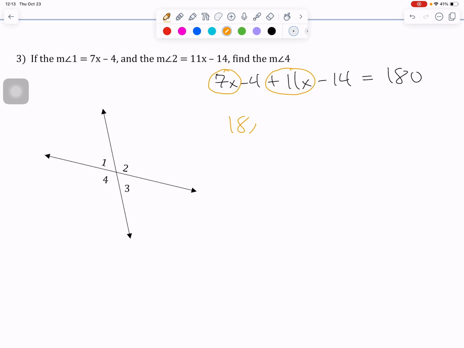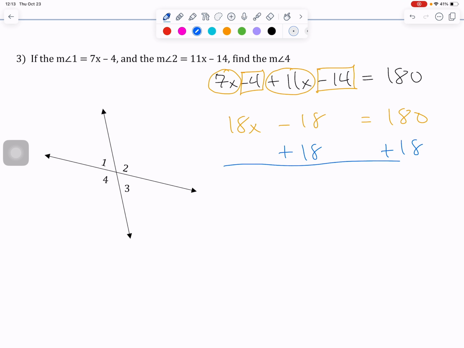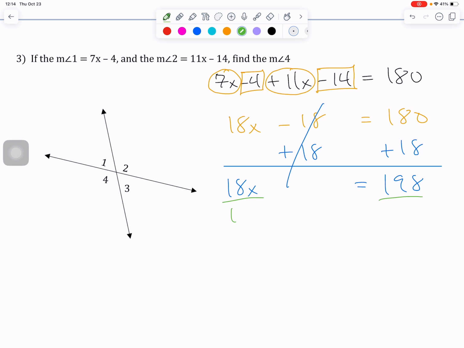it's 18x. Negative 4 minus 14 is negative 18. And set that equal to your 180. We need to get 18x by itself. It's hanging out with negative 18. The opposite of a negative is a positive, because when we get to the operations, we play a game of inverse operations. Simply a game of opposites. Equals 198. And if we divide each side by 18, x equals 11.